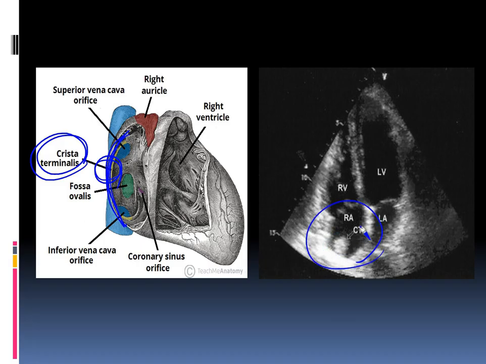As explained earlier, structures like the eustachian valve, Chiari network, and crista terminalis are normal variants that can be found inside the right atrium. Since these are fundamentally normal anatomical structures, you should first consider the possibility of a normal variant rather than immediately diagnosing them as a disease.